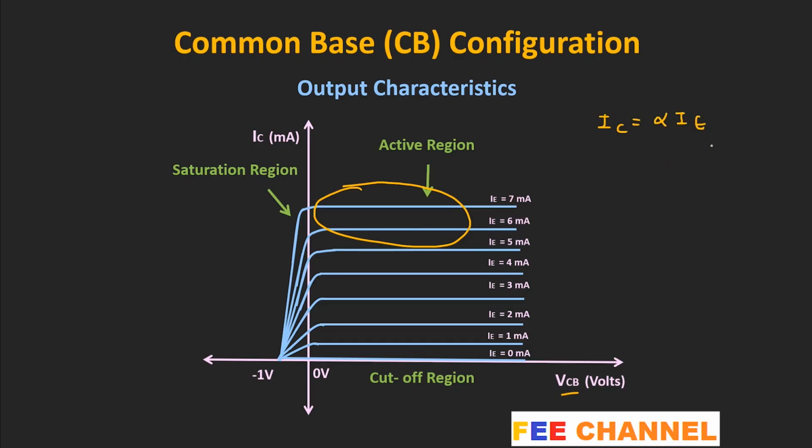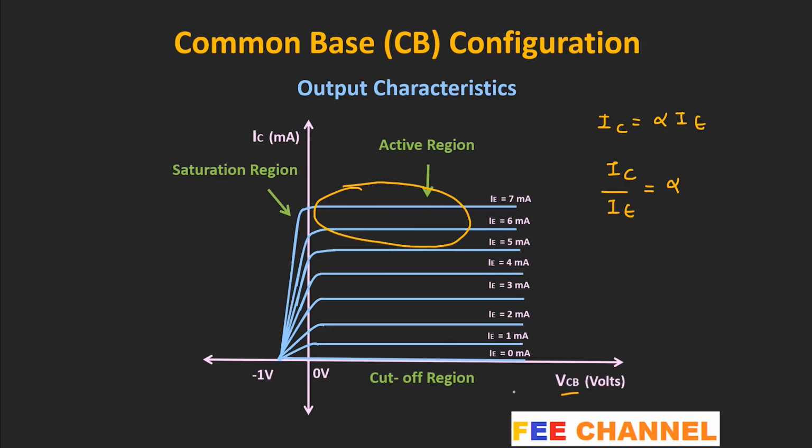And in this region, the relationship between the collector current and the emitter current can be given as IC equals alpha IE. Here the emitter current is the input current, and the collector current is the output current. So, the ratio of this collector current to the emitter current gives the current gain of the BJT in this common base configuration. That means in this configuration, even if we increase this reverse bias voltage, then also there is a marginal increase in this collector current.